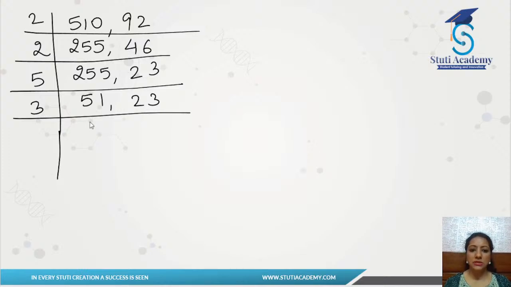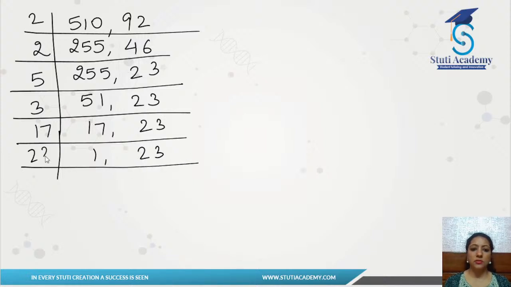We'll get here 17 and then 23 here. So 23 and 17 are both prime numbers. So we'll first write 17 here and then we are going to write 23 here. So we'll get here 23 and then 1, 1. Finally, the LCM of 510 and 92 would be the product of these factors which we have got.